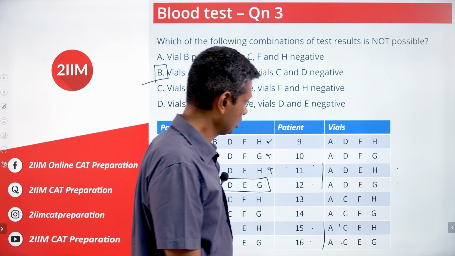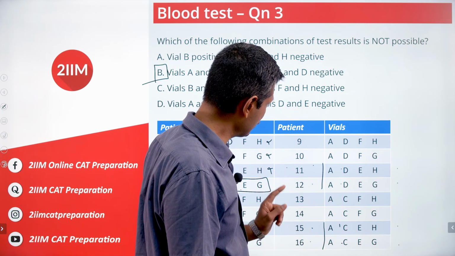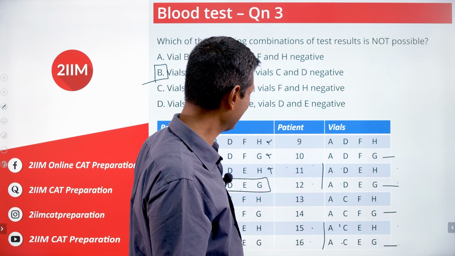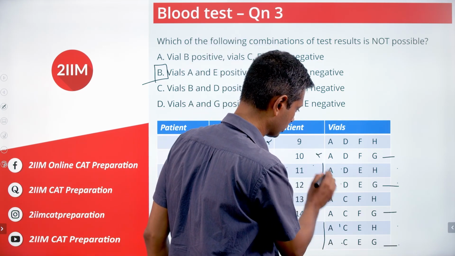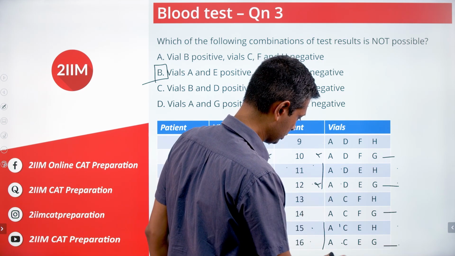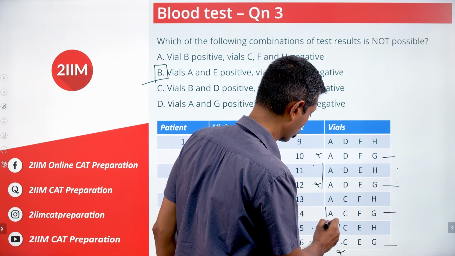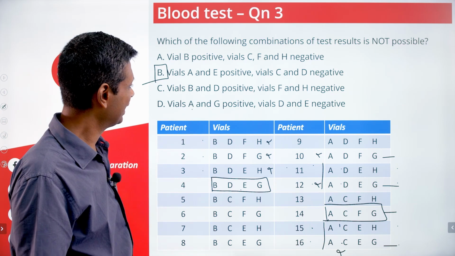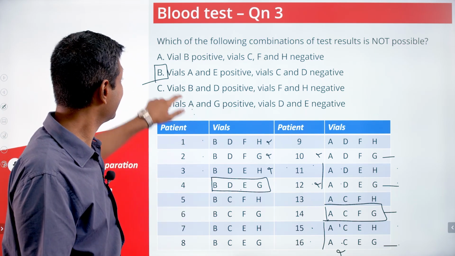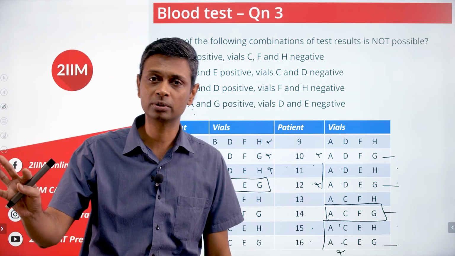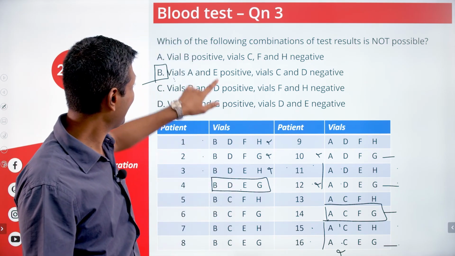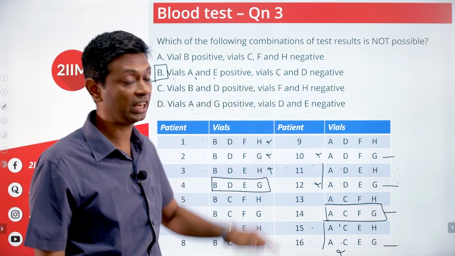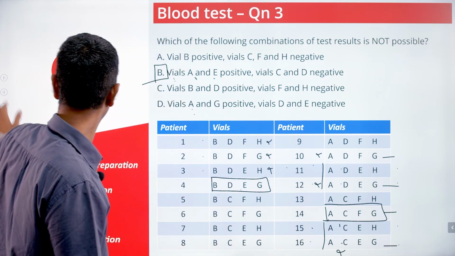While A and G positive, D and H negative. A and G positive. So A and G together are present here, here, here, here. Within that, D and H negative. D negative, so this is not possible. This is not possible, but this is possible. Patient 14, if he had the disease, then A and G would have been positive, D and H would have been negative. So this is also possible. So this combination of results is impossible: there is no patient for whom A and E would have been positive if he or she had the disease, with C and D negative. That's an impossible set of results. Lovely. Let's go to the next one.